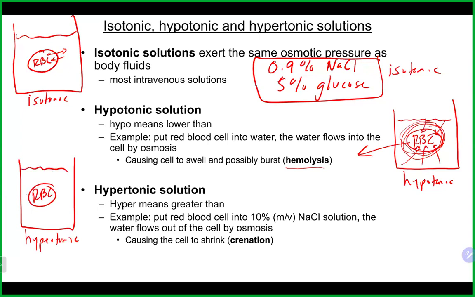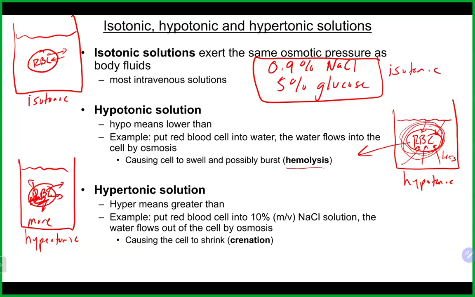So once again, outside the cell in this case is actually more concentrated than inside the cell. Hyper means more than, so outside is more concentrated than inside, as opposed to here, where it was less concentrated on the outside. The opposite process is going to occur in this case. Your red blood cell is going to release all its fluids out into the surroundings in an effort to dilute down the surroundings.